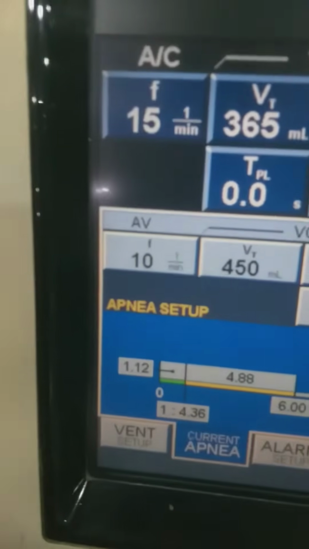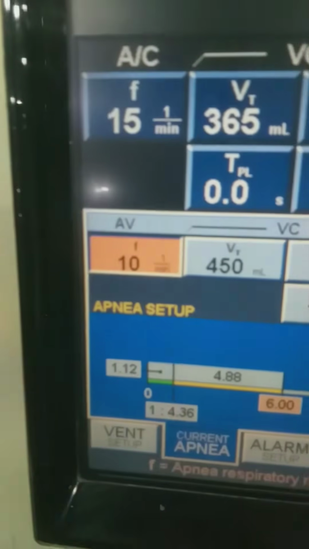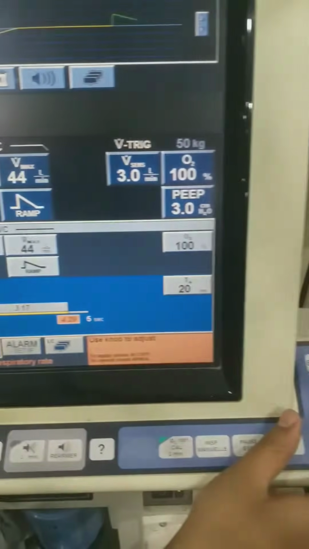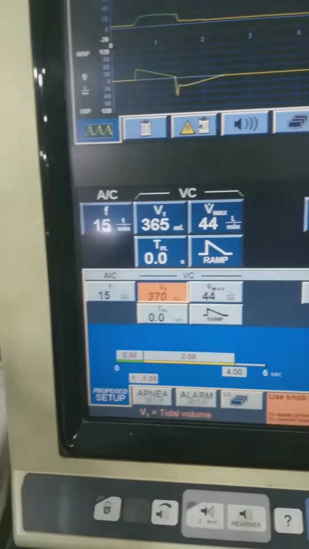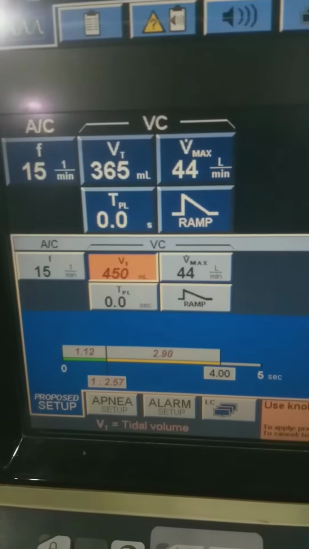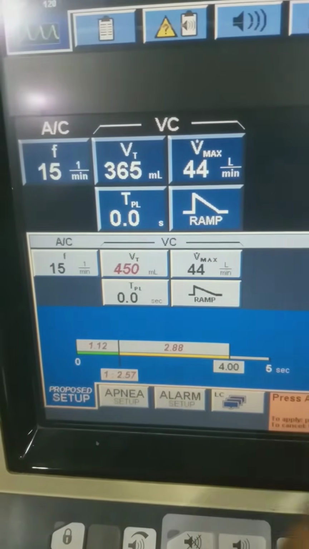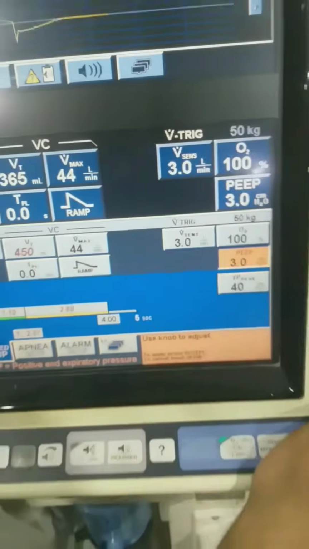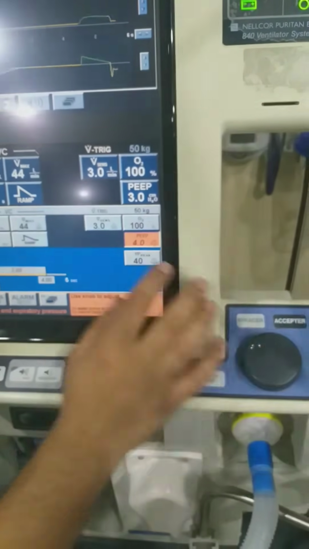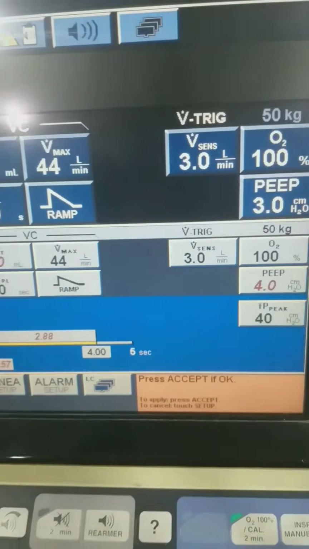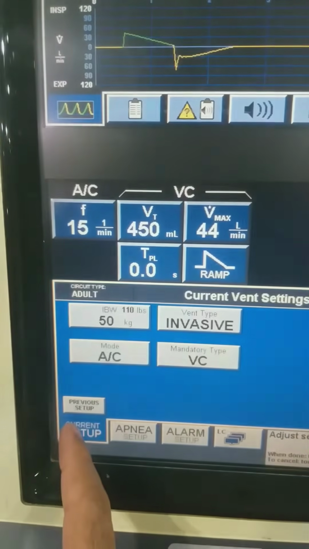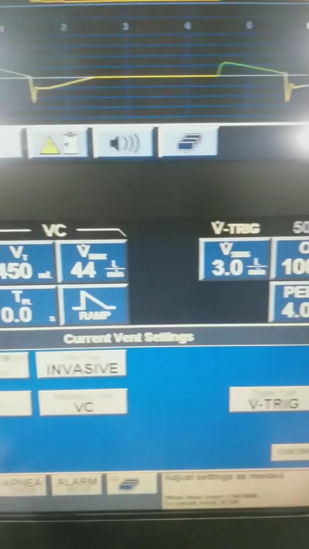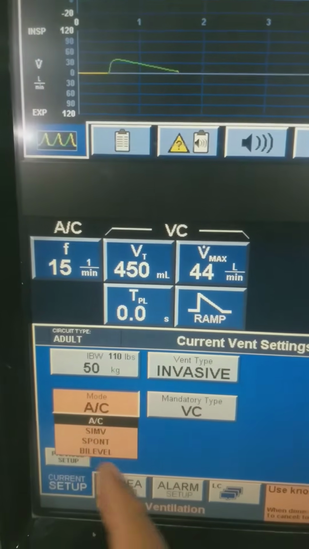Now if you look at here, this is the respiratory rate, which is 10. We can change it. We can make it 12, 13, 14, 15 by moving the knob. We selected the volume control, then we also can change the tidal volume. We are making it 450. After that, we can also change the FiO2 and PEEP, and this is the main setting board.